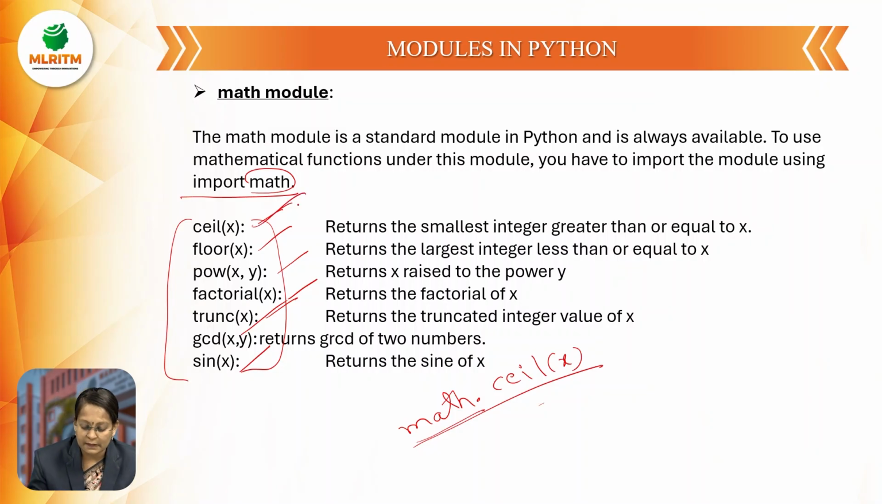What is the function of ceil? It returns the smallest integer greater than or equal to x. Floor returns the largest integer less than or equal to x. Pow returns x raised to the power y. Factorial of x returns the factorial of x. Trunc of x returns the truncated integer value of x. GCD(x, y) returns the GCD of two numbers. Sign of x returns the sign of x. So this is an example for the math module. The math module is an inbuilt module.